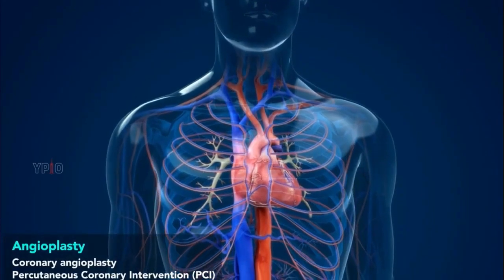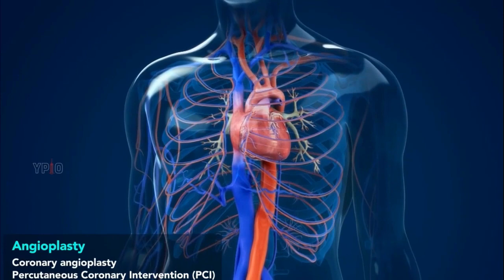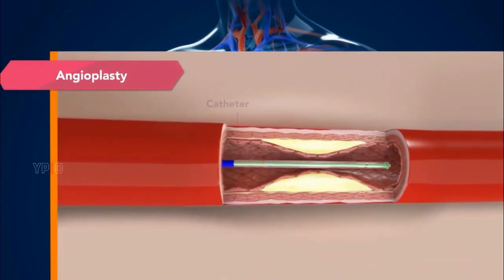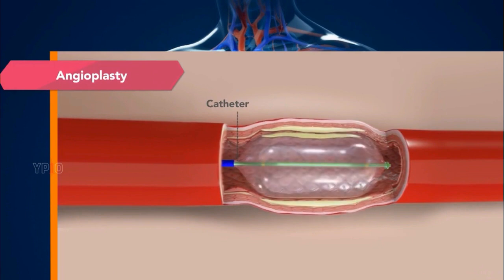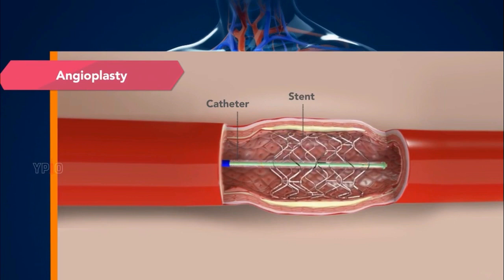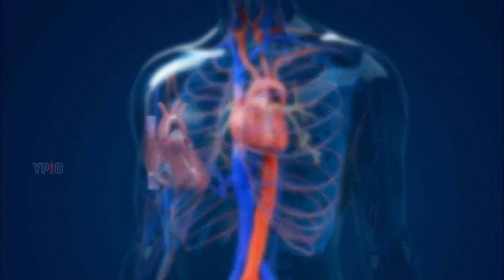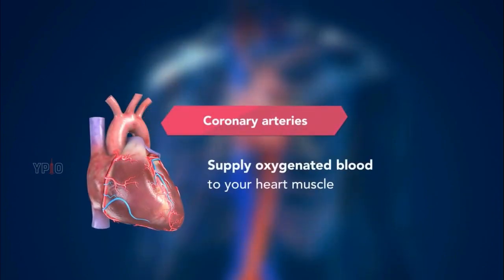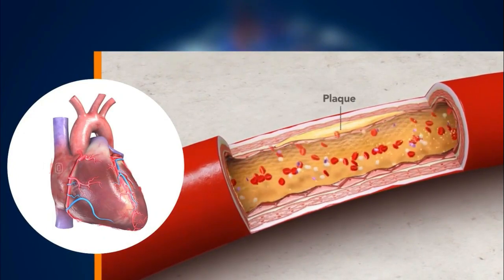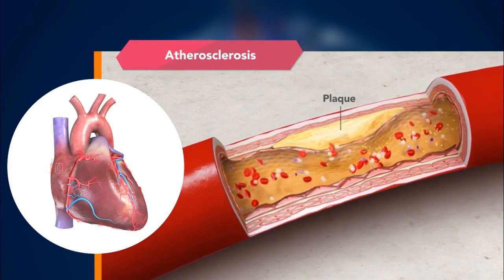Angioplasty, also called coronary angioplasty or percutaneous coronary intervention, PCI, is a minimally invasive procedure in which a thin, flexible tube called a catheter is used to place a stent inside the blocked coronary arteries in your heart to clear the blockage from plaque deposition and improve blood flow. The coronary arteries are the blood vessels that supply oxygenated blood to your heart muscle. They can start narrowing as we age due to plaque deposits on the inner walls, a medical condition called atherosclerosis.